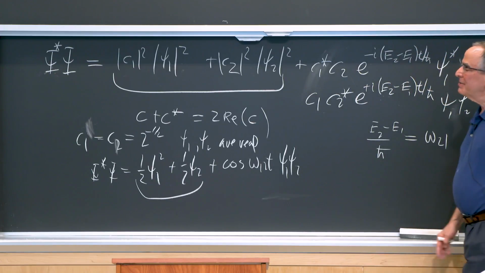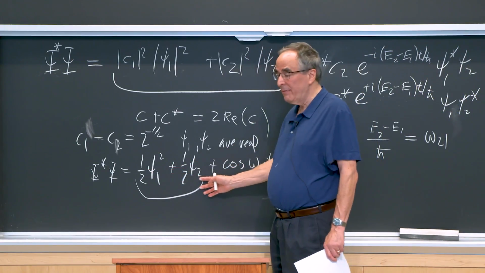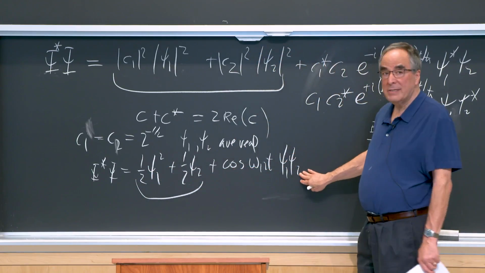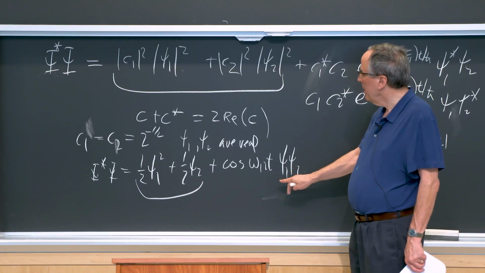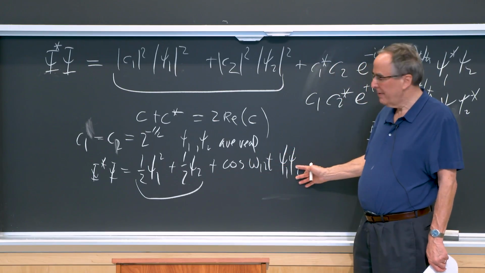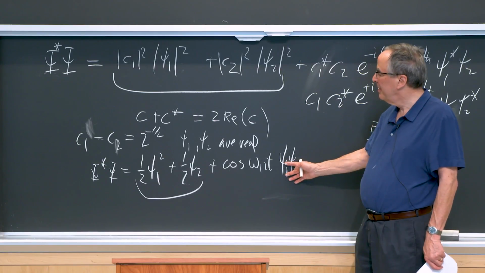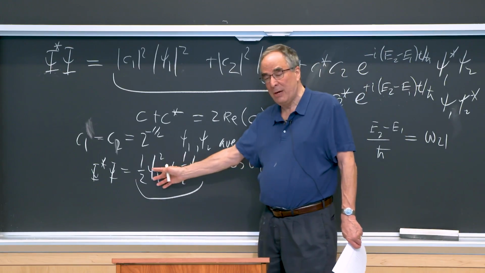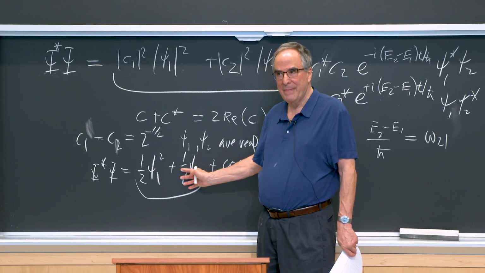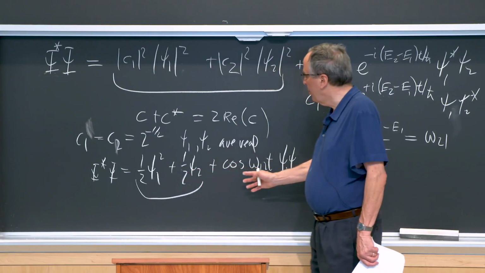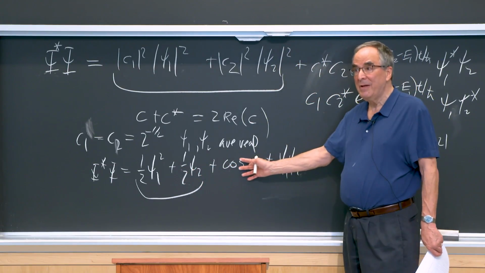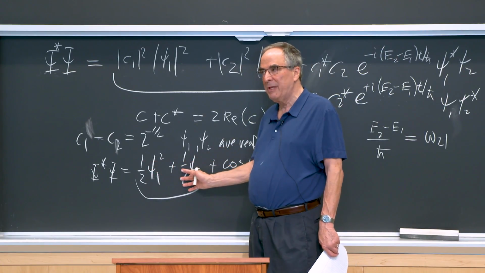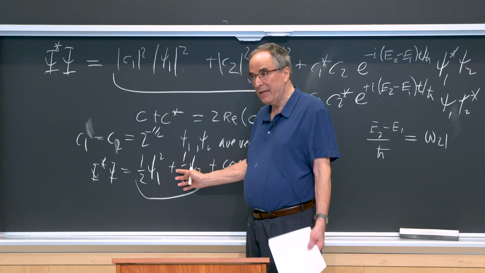Okay, so now we have something that's positive everywhere. It's time independent. And we have something that's oscillating. And so this term can be negative. But you can show, I don't choose to do that, you can show that this term is never larger than psi1 squared plus psi2 squared. And so even though this term can be negative at some points, it never is negative enough to make the evolving probability go negative.